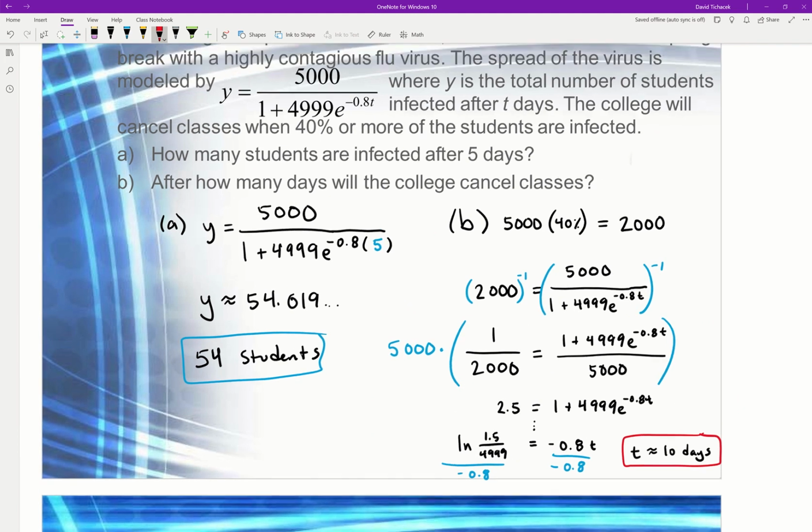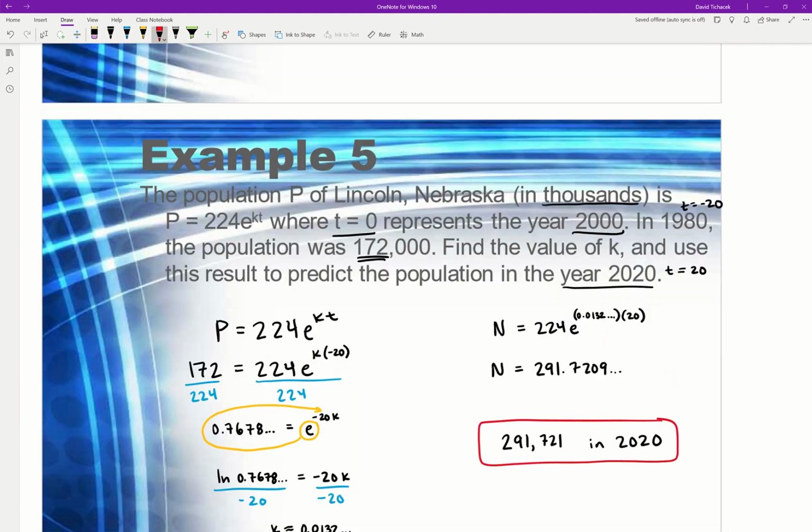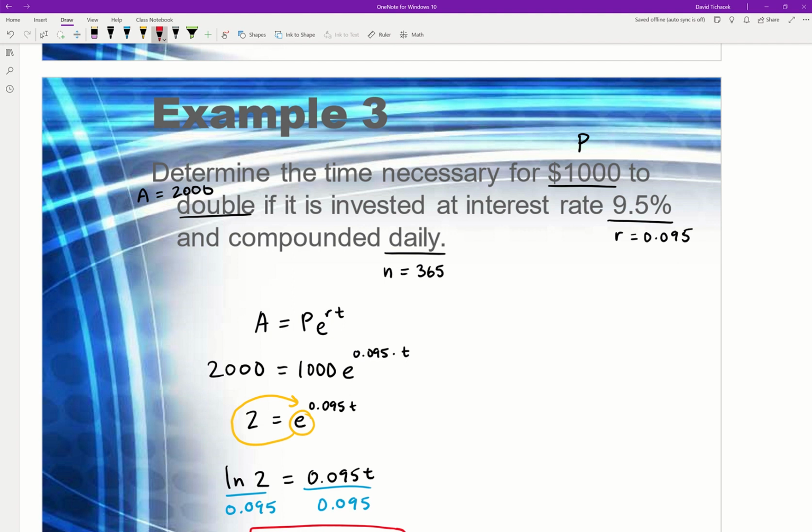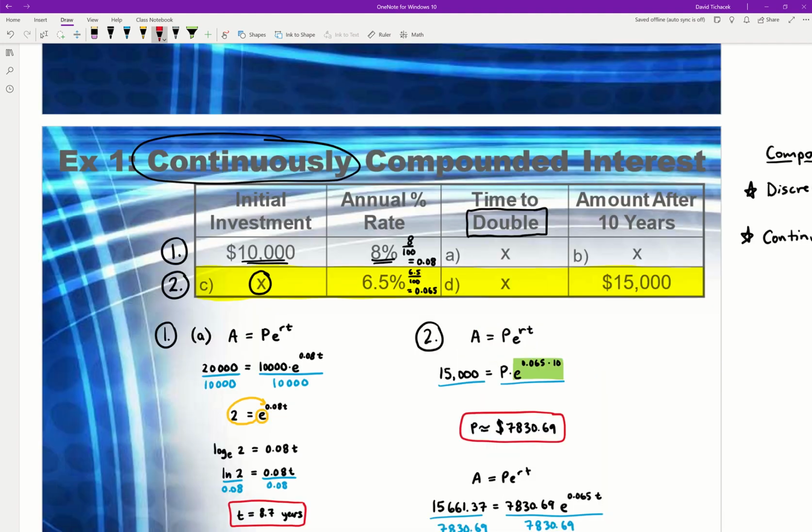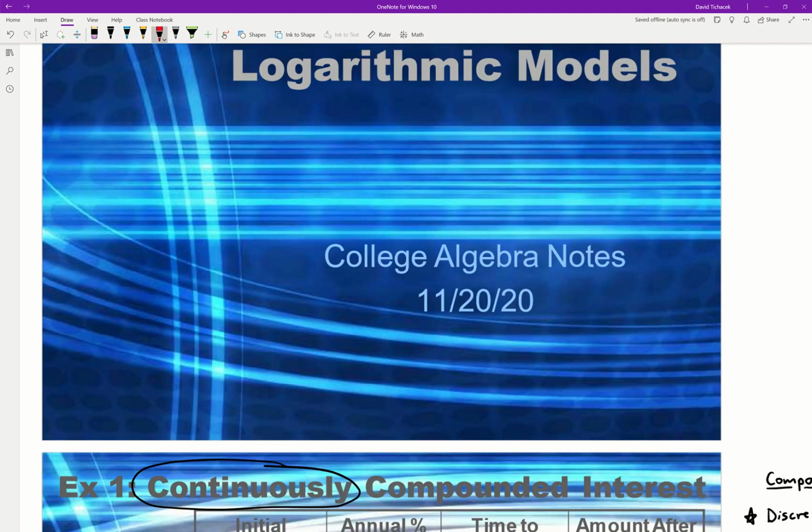So I know that we kind of blazed through a lot of these examples here, but again, it's just simple, straightforward applications of the models that we have and then using our skills for solving exponential and logarithmic equations to help us get some results here.